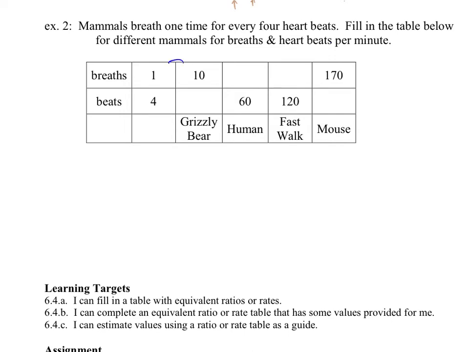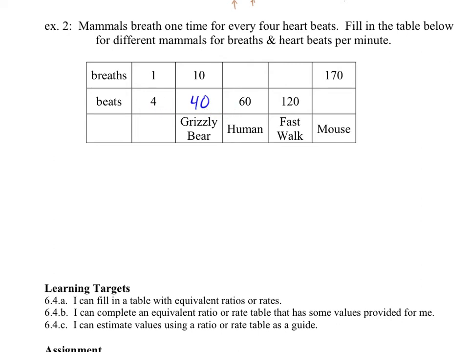So what do I do to get from 1 to 10? Times 10, right? So if I do the same thing to the 4, 40. So a grizzly bear's heart should, kind of at rest, be about 40 times a minute. Good? Yeah. So if we were to do the human next, we need to get a 60 in the bottom. So we could go 40 to 60 or 4 to 60.